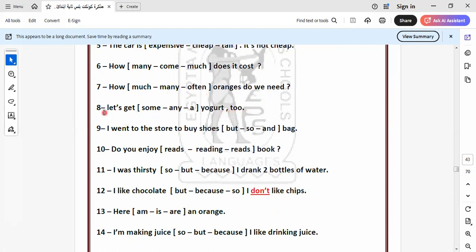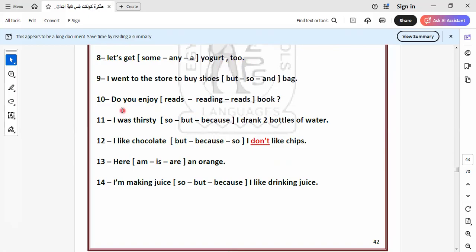Let's get some. Do you enjoy reading books? Enjoy, as we told you before, like, prefer, must be followed by the ing form. I was thirsty, so I drank 2 bottles of water. Why? Because it says I drank 2 bottles of water because I was thirsty.